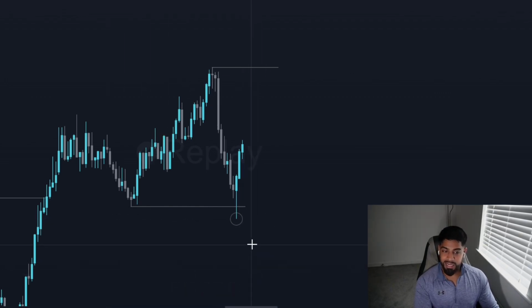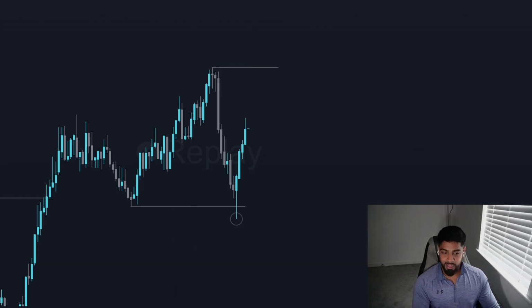And then what does it do? It hasn't given us a market structure shift yet. So me and you, the smart traders, we're staying out of this position. We're waiting to see how price reacts, and we need a confirmation that the liquidity sweeps have happened and we are now moving to a more flow state.